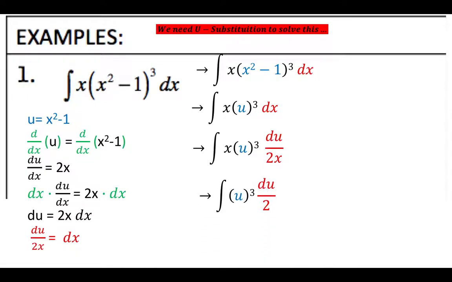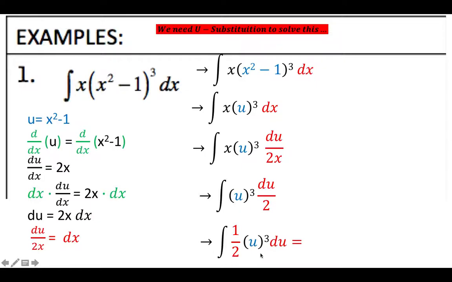Alright, we're almost done here in our U-substitution. This du over 2, I'm going to rewrite, because this over 2 is actually equivalent to 1/2, I'm going to rewrite that 1/2 and move it in front. These two expressions right here are equivalent. Now, what we have is the integral of 1/2 u to the third power with respect to u. That is what this expression is saying.